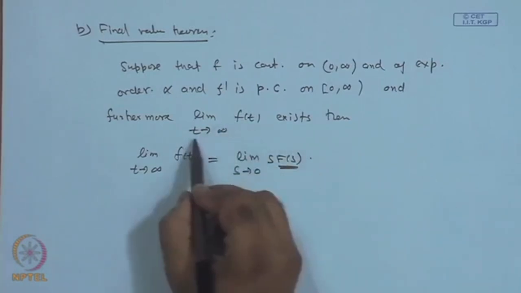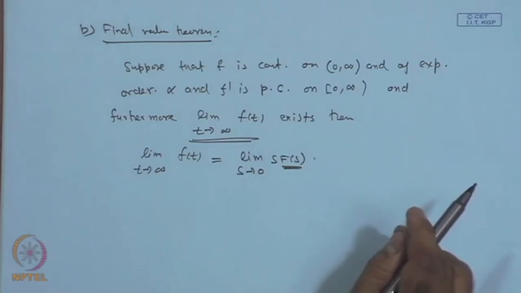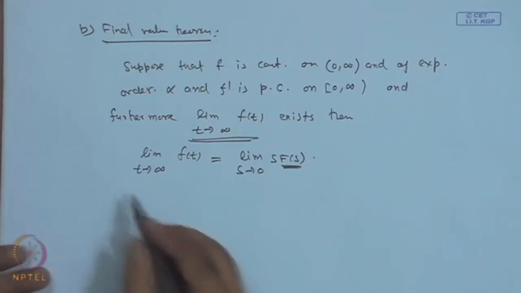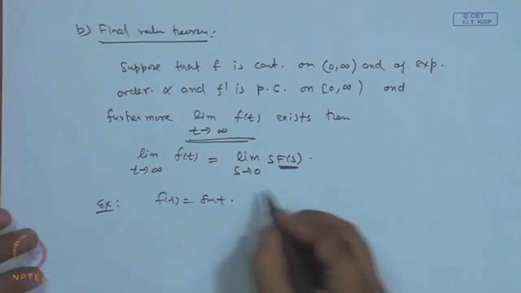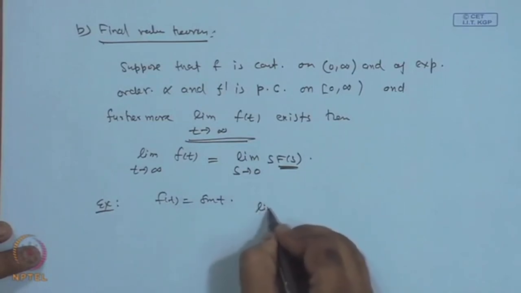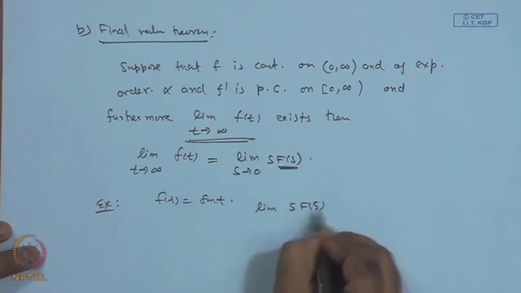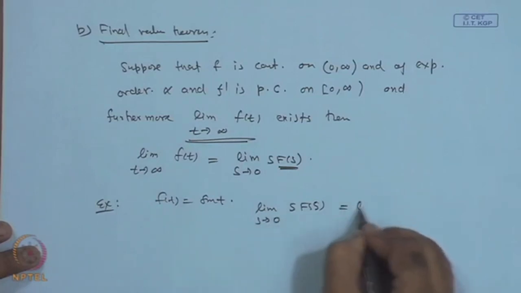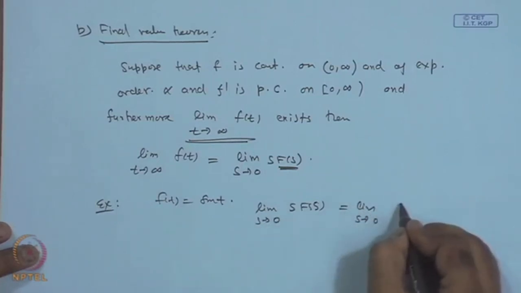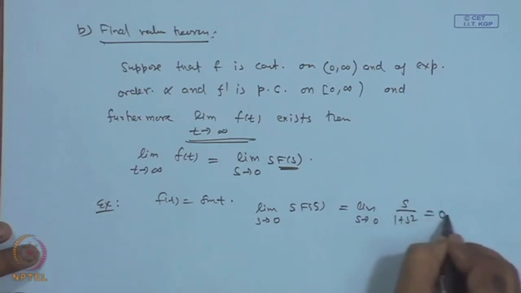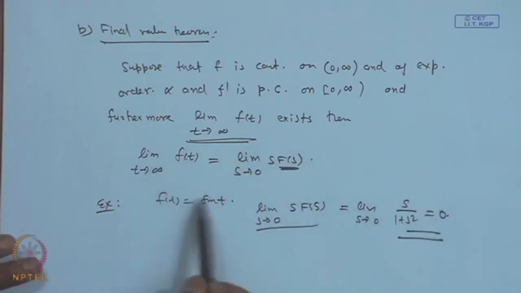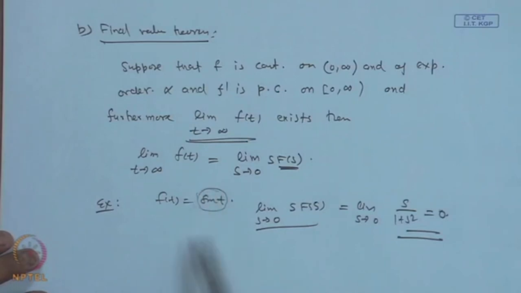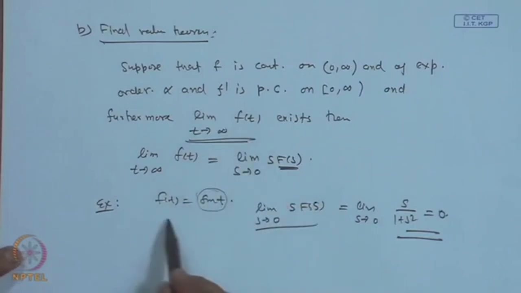Here the important point is that the limit as t approaches infinity should exist. For example, if we take f(t) equal to sin t, then the limit of s F(s) as s approaches 0 is s times 1 over s squared plus 1, and this is 0. So, we got the limit 0 here, but this does not mean that sin t approaches 0, because this limit does not exist. So, the equality holds only when this limit exists. This is very important.